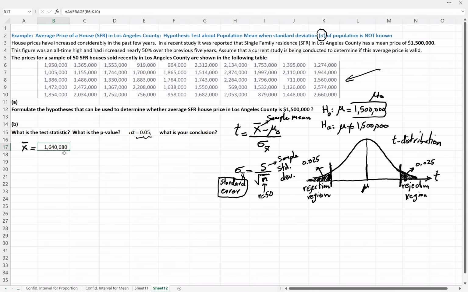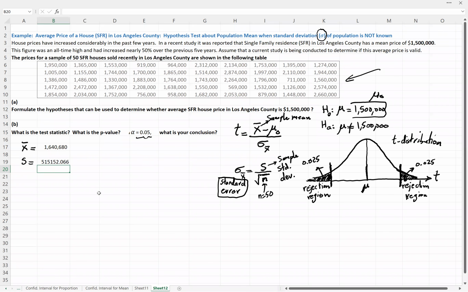Great, okay, so we are talking about the average house price, or SFR, in Los Angeles County. The sample provided here gives $1.6468 million. So that's the sample mean. Now, what is the sample standard deviation? We have to compute that as well. So S is equal to, I'm going to use the same formula, the standard deviation estimate based on a sample. So it's this value, about $515,000 for the standard deviation of the sample we have here.